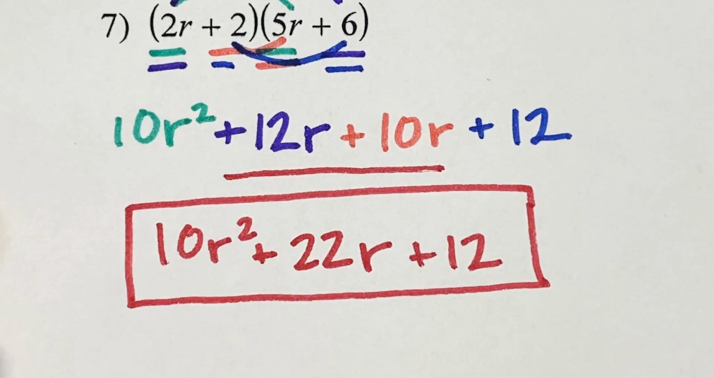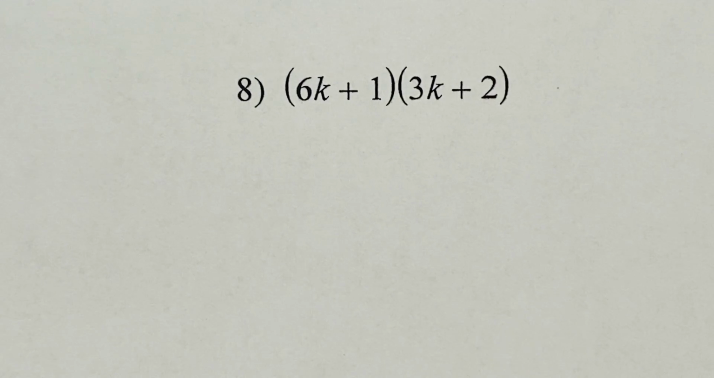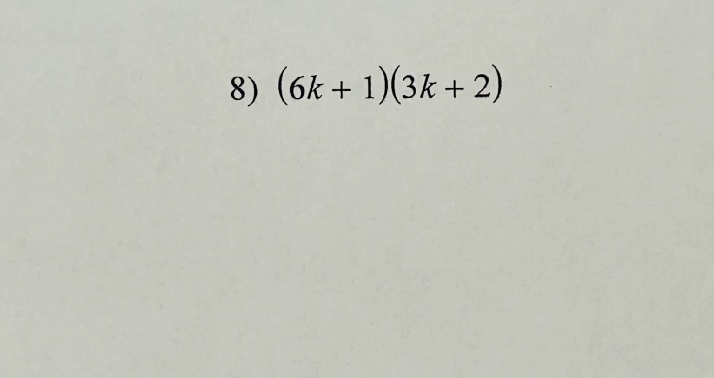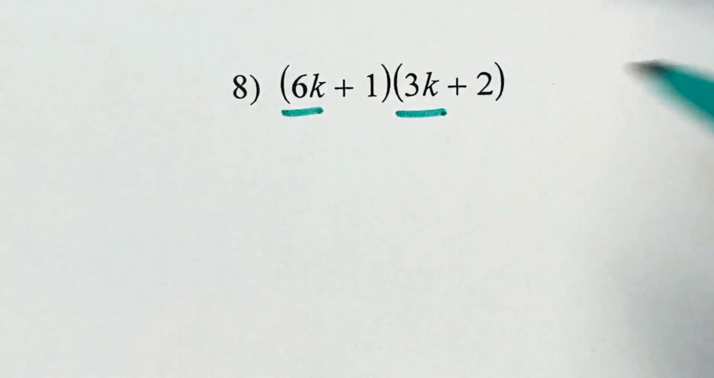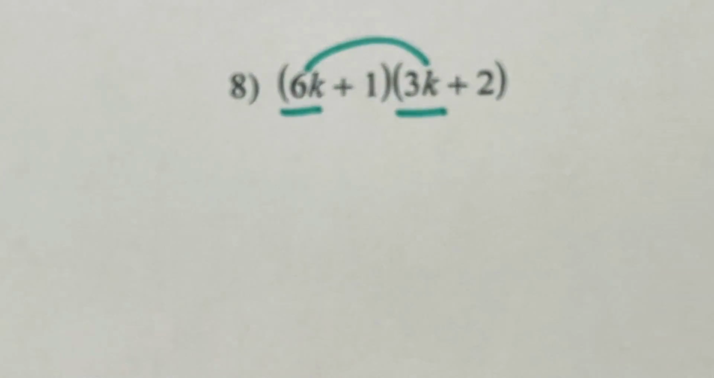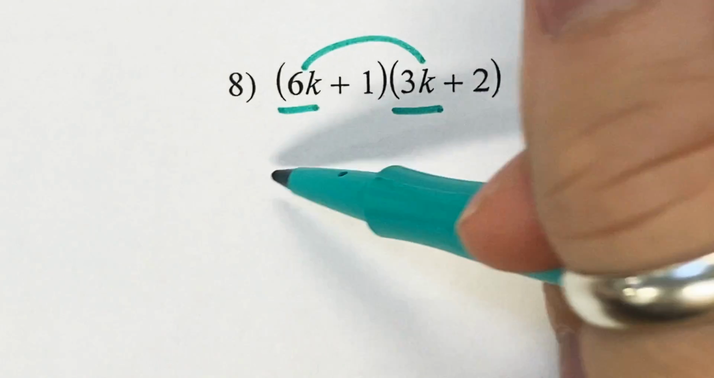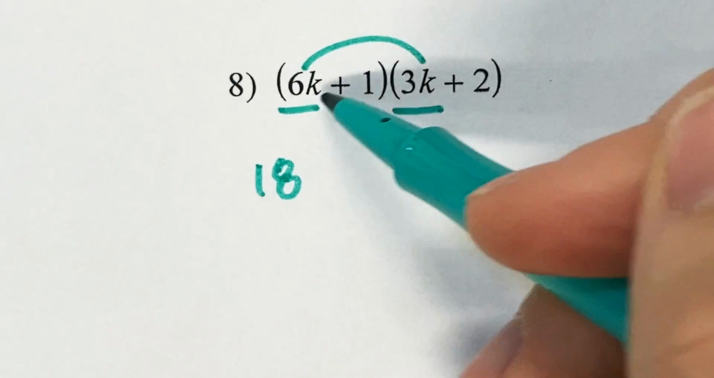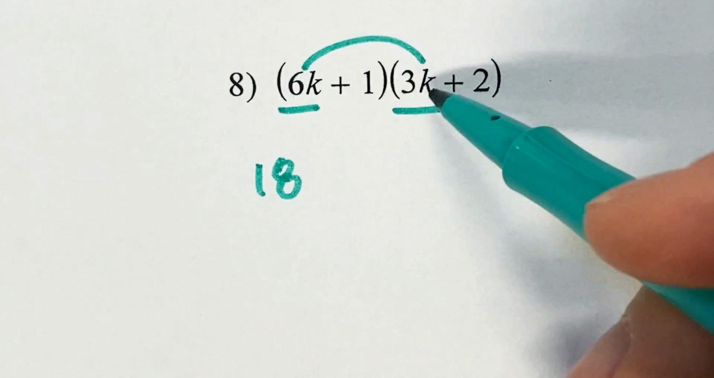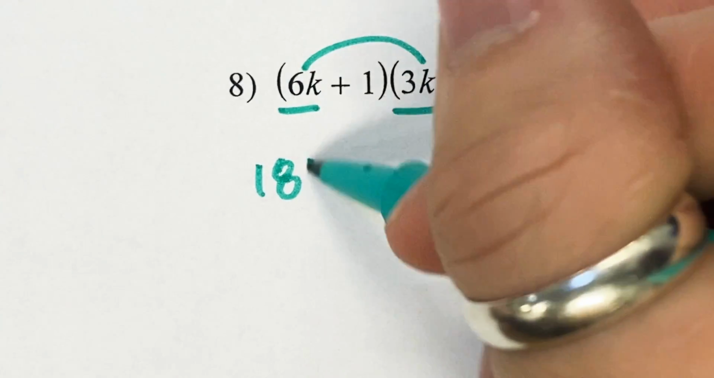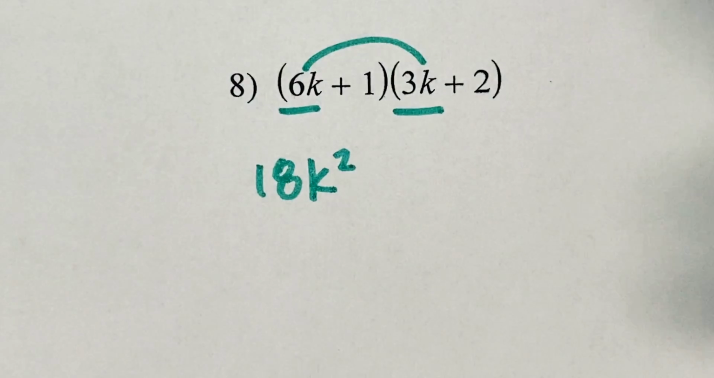Beautiful. Okay, a few more times we're going to practice this. So what is the first letter in FOIL? It's F, and it stands for first. Okay, so 6k times 3k. What is 6 times 3? It's going to give me 18. K times k, or how many k's do I have being multiplied? 1, 2. So k squared.